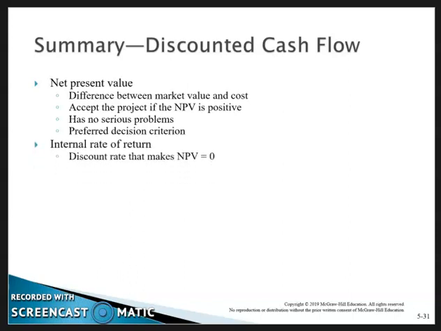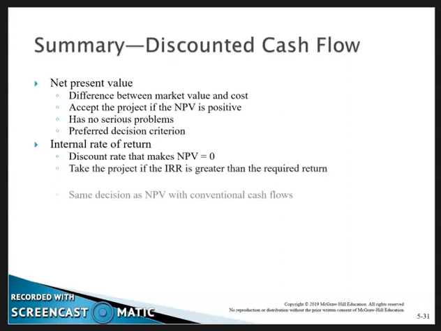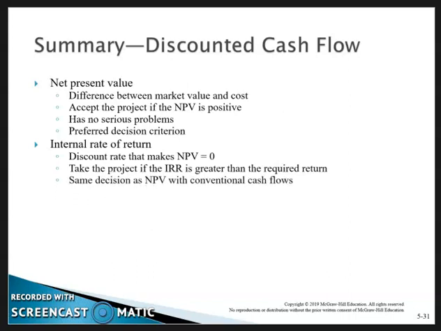The internal rate of return is the discount rate that makes the net present value zero. You take it if a project's IRR is greater than the required rate of return. Same decision as NPV with conventional cash flows, not necessarily with unconventional. IRR is unreliable if we have unconventional cash flows or mutually exclusive projects. So we have to be aware of that.